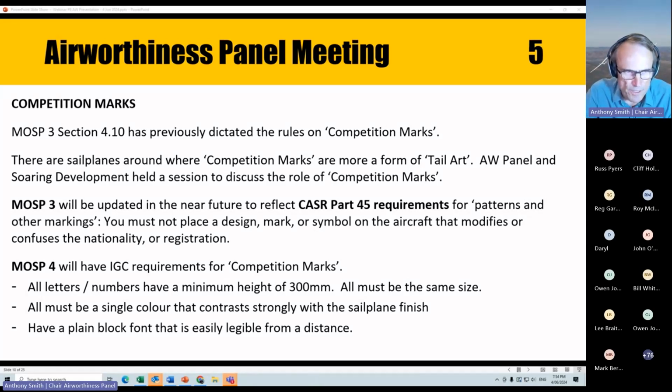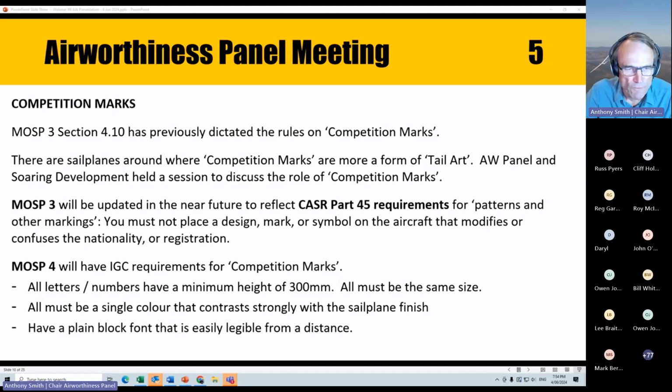All the letters must be of the single colour and it must contrast strongly with the sailplane finish. Now, I'm also aware that there's some tail art out there where it's multicoloured. That's probably not going to get into the nationals either. The contrast strongly is a direct quote from the IGC requirements. You'll have to understand that there was a bit of fuss at the last Worlds where the contrast of some competition marks on the fin were contested.